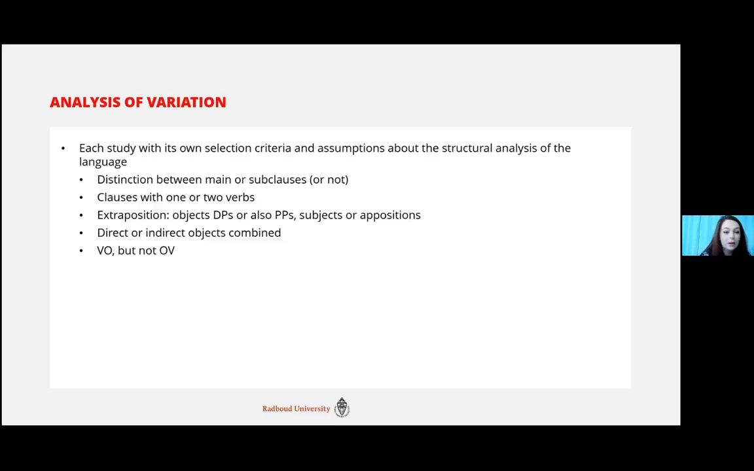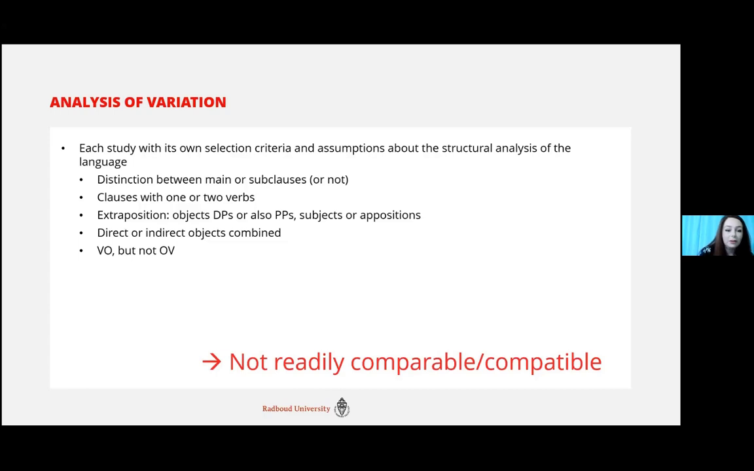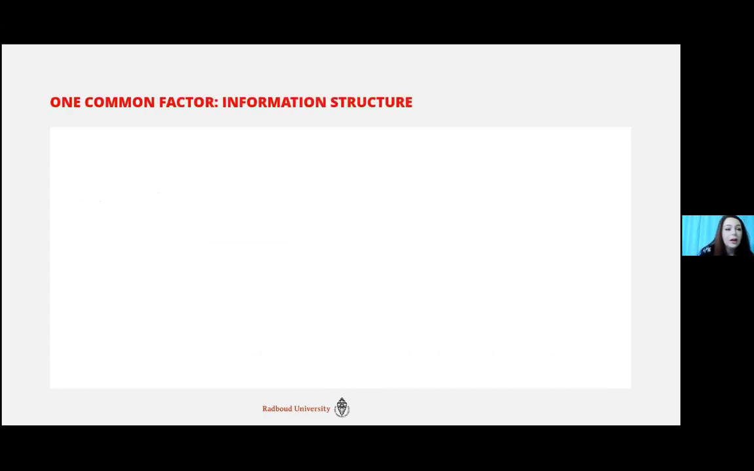So it's sometimes unclear what extraposition is actually, or what authors refer to when they call something extraposition. Sometimes direct or indirect objects are combined, even though they do substantially different things in the clause. And especially in the literature on Dutch, there is a heavy focus on VO objects, but not necessarily on what's going on in OV word order. So my conclusion is that just combining that literature and coming with a conclusion is not necessarily going to work.